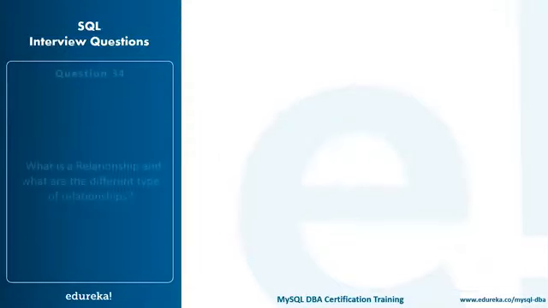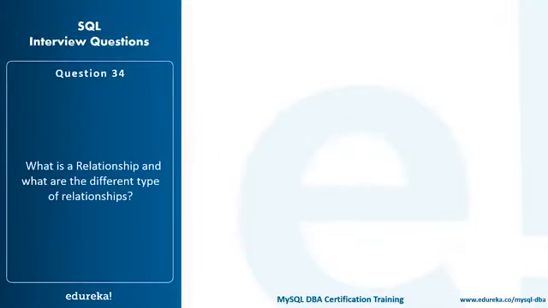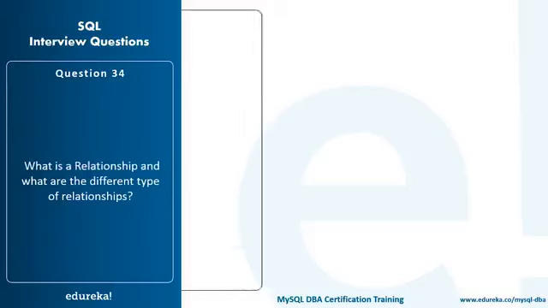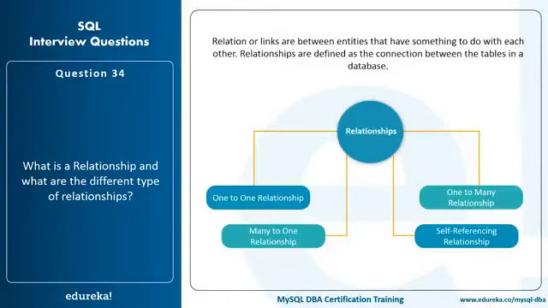Now let's move forward to our next question: what is a relationship and what are the different types of relationship? Relations or links between entities that have something to do with each other can basically be termed as relationships.